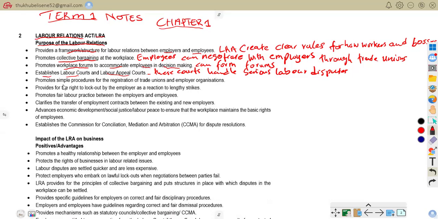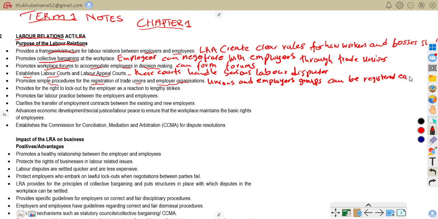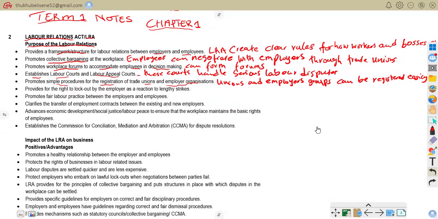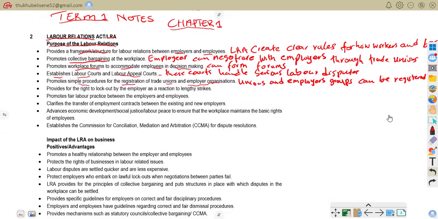It further says it promotes simple procedures for the registration of trade unions and employer organizations. Meaning unions and employer groups can be registered easily. For example, a new trade union submits the required forms and becomes registered quickly. So that's what this point means.